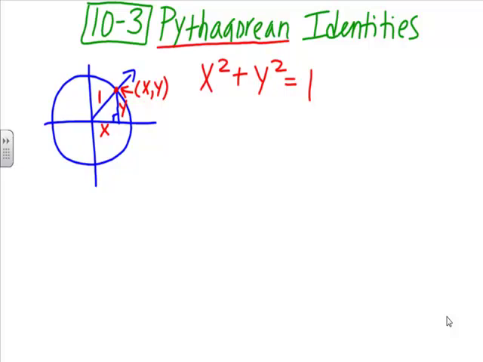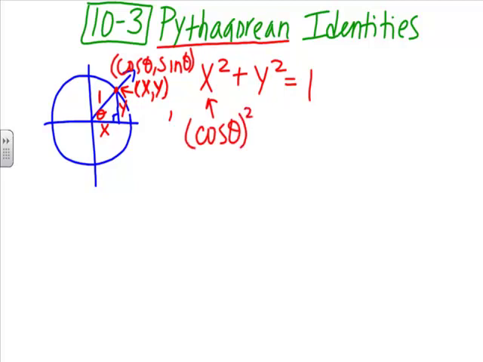But we know that this is not just any old x, y. We'll call this theta, and this is actually the cosine of theta, the sine of theta. Let me just fix the spacing a little bit here. Okay, so up here I'm just going to write that really x is the cosine of theta, and really y is the sine of theta. So I can come over here, and in place of that x I can put in the cosine of theta squared, plus in place of that y I can put in the sine of theta squared is equal to 1.